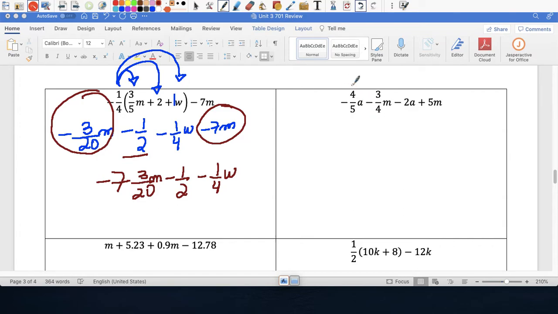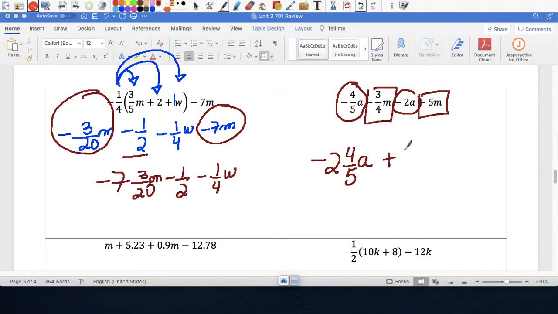Can I combine like terms? Yeah, I can combine this guy and this guy. So that's going to be negative 4/5 A minus 2A. It's going to give me negative 2 and 4/5 A. And then we're going to combine negative 3/4 M plus 5M. That's going to give me plus 4 and 1/4 M when you combine your like terms. And that's it.